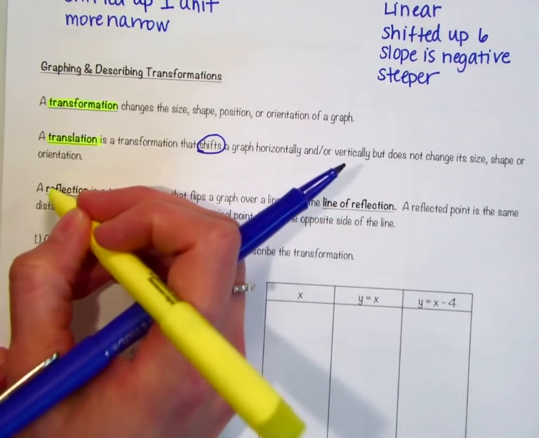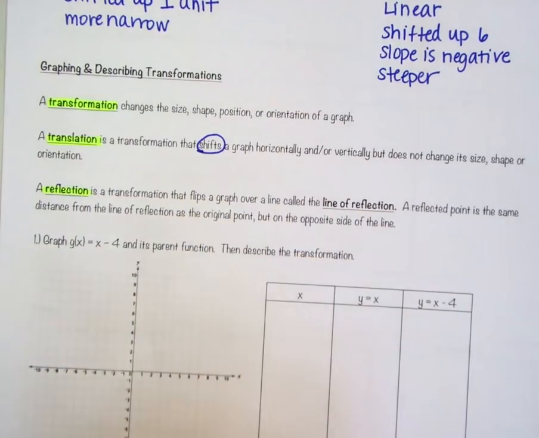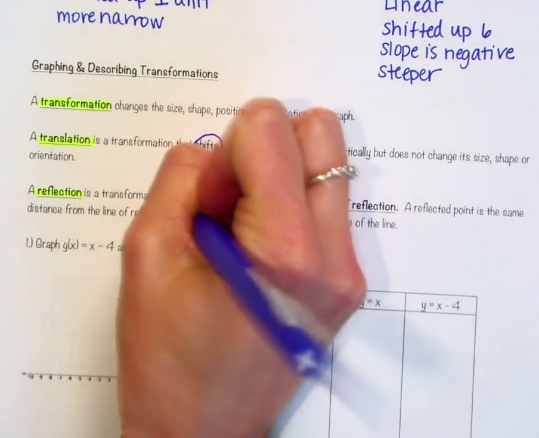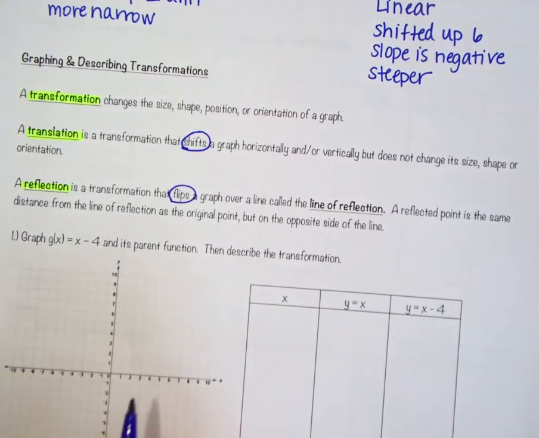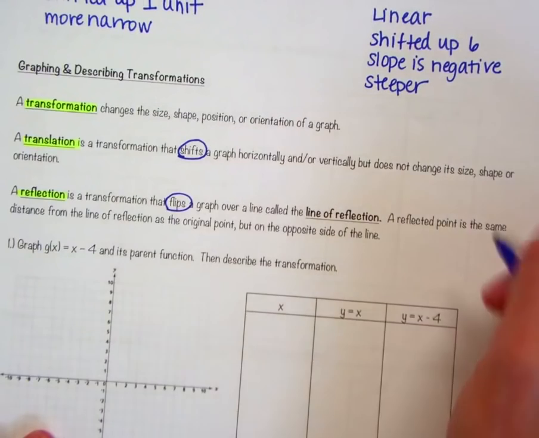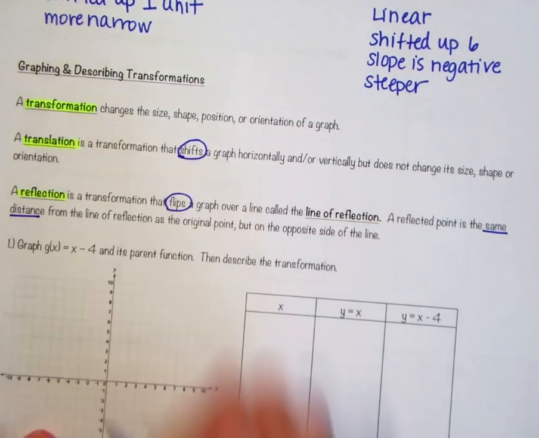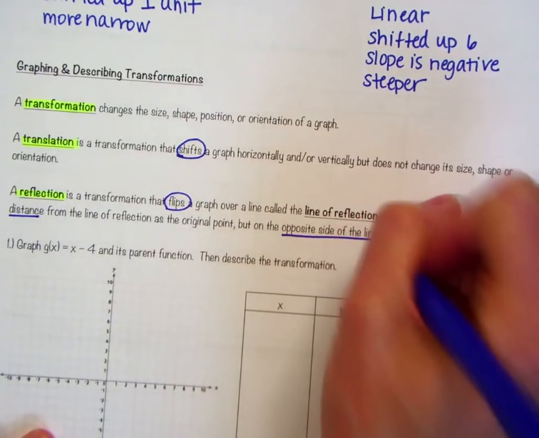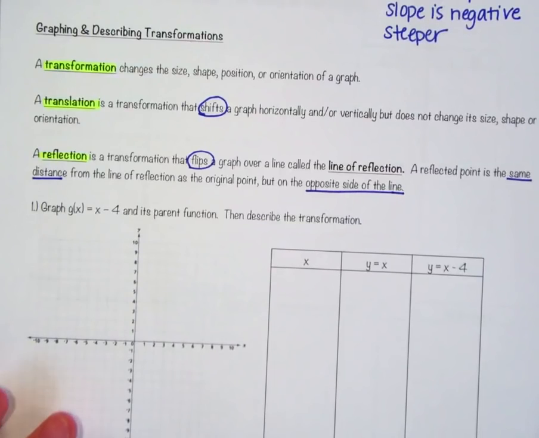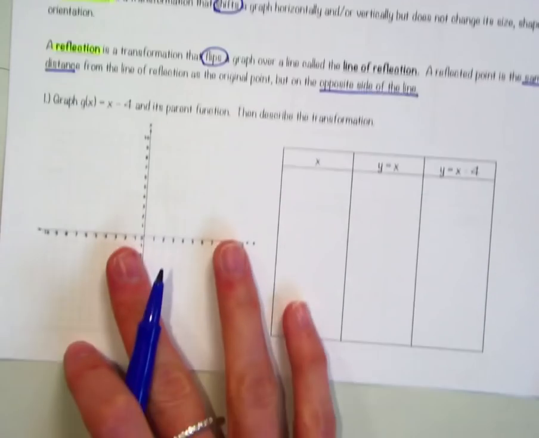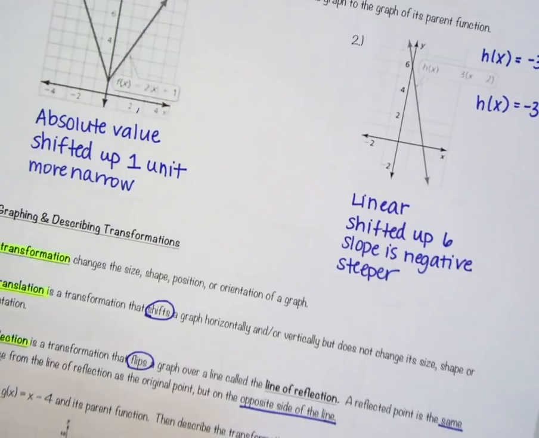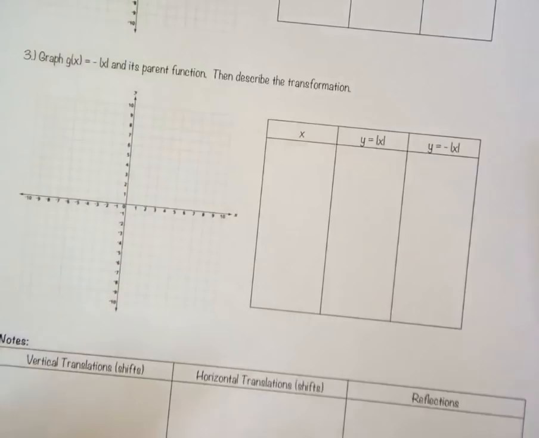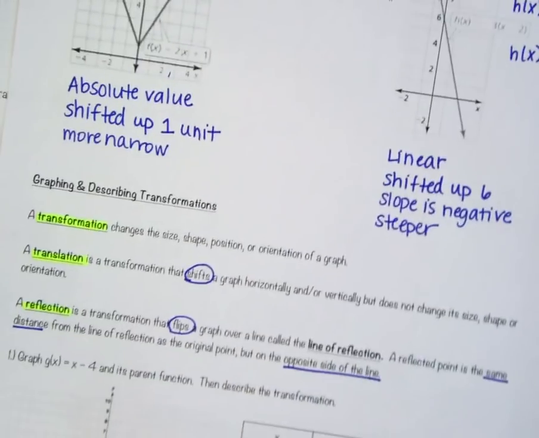A reflection is a transformation that flips a graph over a line called the line of reflection. A reflected point is the same distance from the line of reflection as the original point, but on the opposite side. Okay. All right, so let's look at these two, or I guess three. 1, 2, 3 examples, and then we'll draw our conclusions from there.